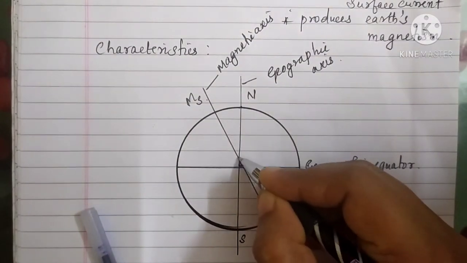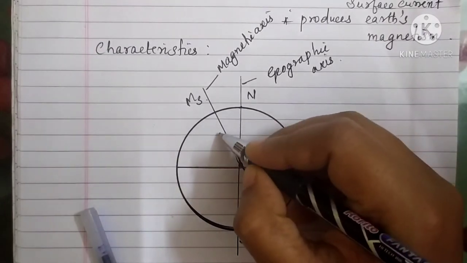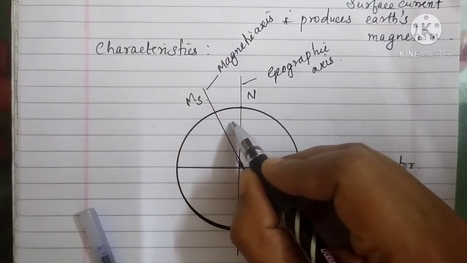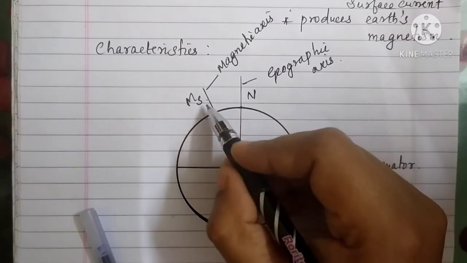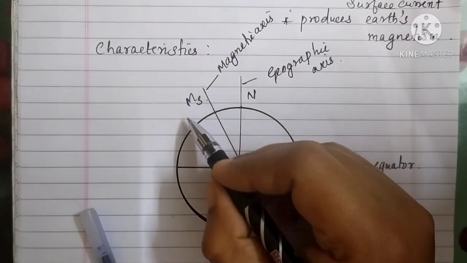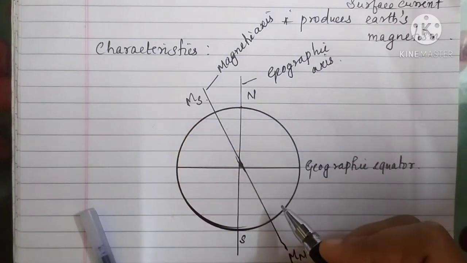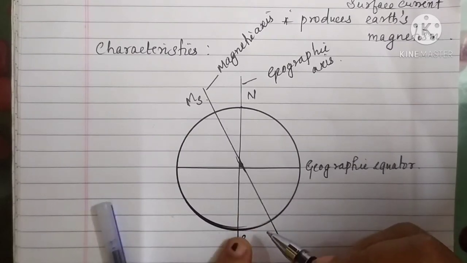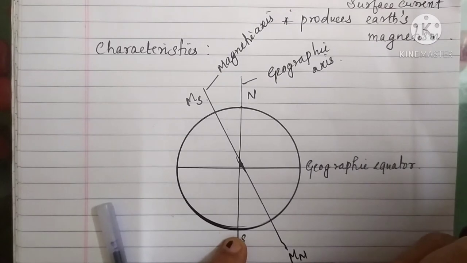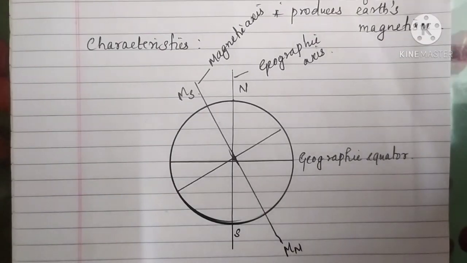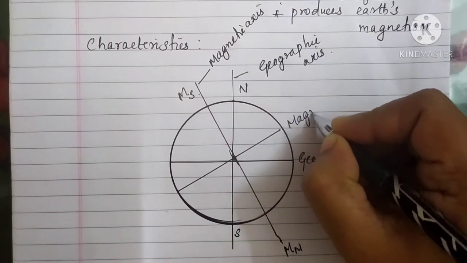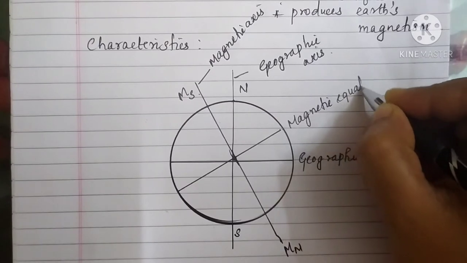Clear for you? So that is why when you suspend a magnet, the north pole of the magnet will be aligned somewhere here, which means there is a south pole here for the earth. Again, the south of the magnet will be directed towards this side, so there is a magnetic north somewhere here. Understood? Now listen, the perpendicular drawn to this magnetic axis, we call it the magnetic equator. So, these four things clear.